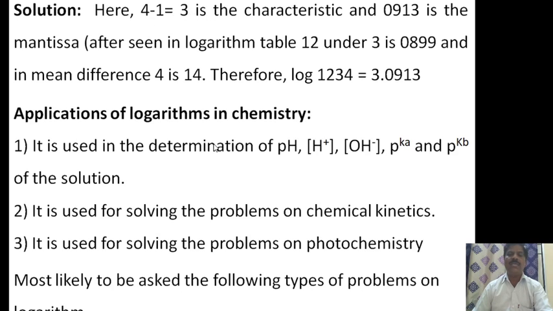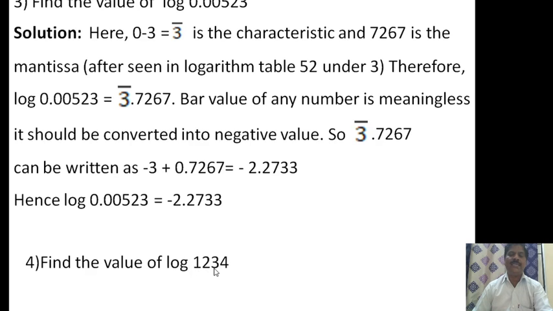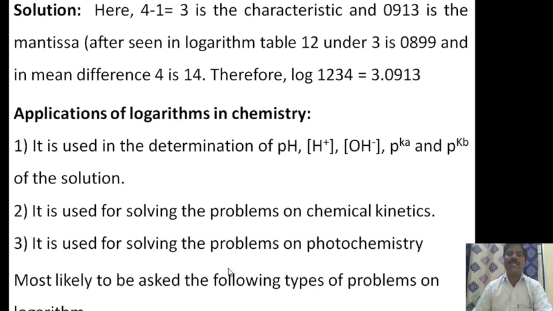Then you have to find 12 under 3, then the mean difference 4, you have to add. You get some value from 12 under 3. Then go towards the right side horizontally and see the mean difference column at 4. Under 4 you get some value, and you add it, and you get 0.913. This is called the mantissa of this logarithm.